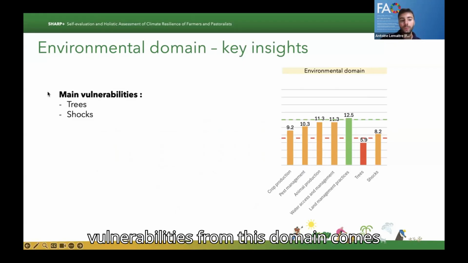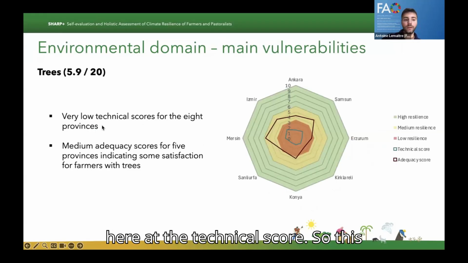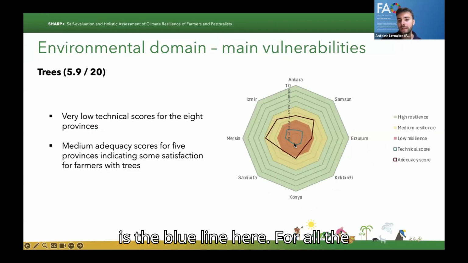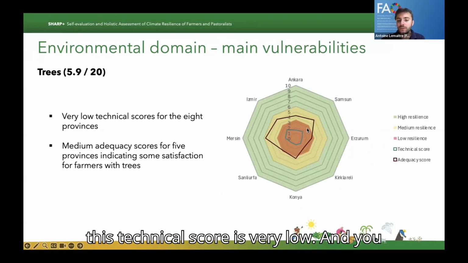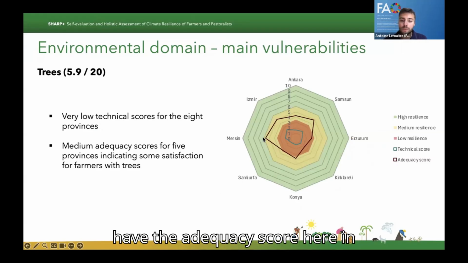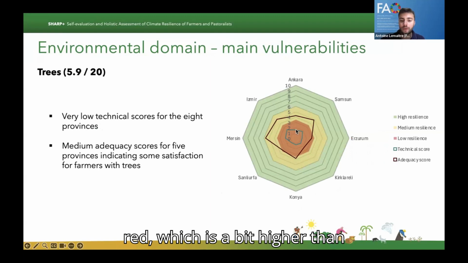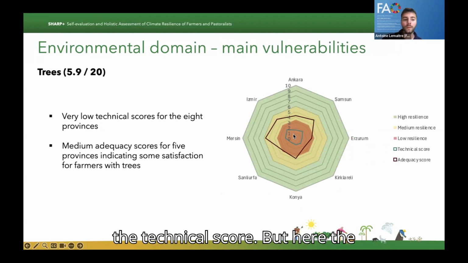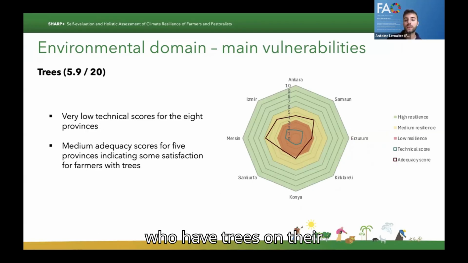So as I said, the main vulnerabilities from this domain come from the 3 modules. And if we want to understand why this score, we can look here at the technical score. So this is the blue line here. For all the 8 provinces, you can see the scores. So this technical score is very low. And you have the adequacy score here in red, which is a bit higher than the technical score. But here the adequacy score is only for the farmers who have trees on their farmland or access to forest.